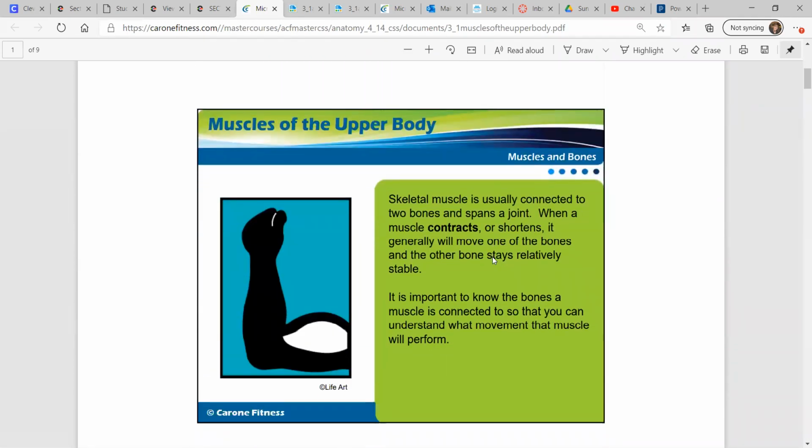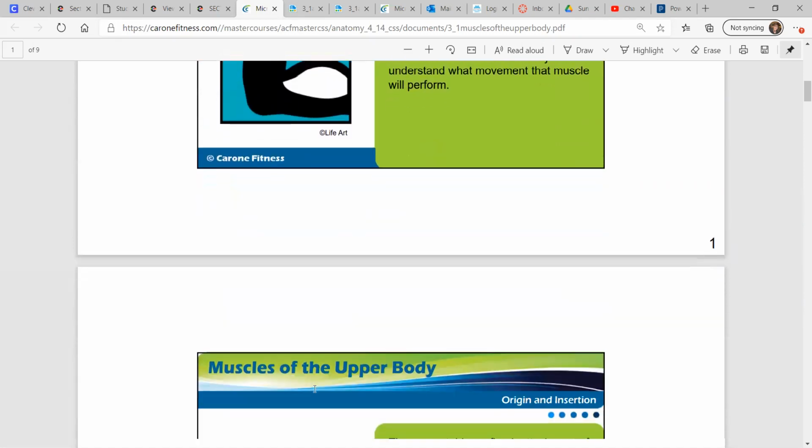Skeletal muscle is usually connected to two bones and spans a joint. When a muscle contracts, when you flex a muscle, it shortens and it generally moves one of the bones it's attached to, and then the other bone it's attached to will stay still. So one will be moving and the other will be staying still. It's important to know the bones a muscle is connected to so that we can understand what movement that muscle will perform.